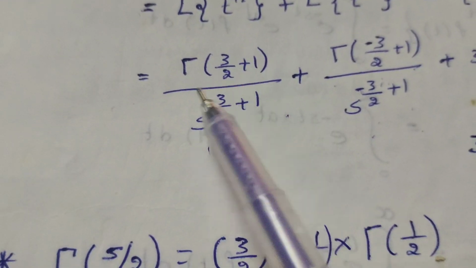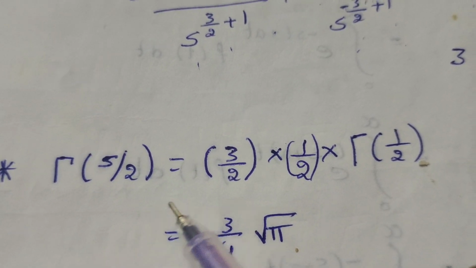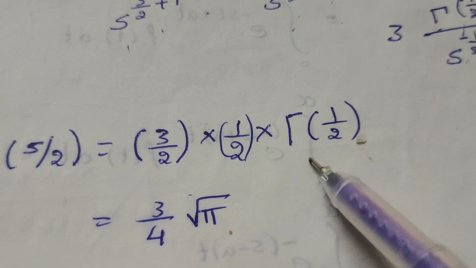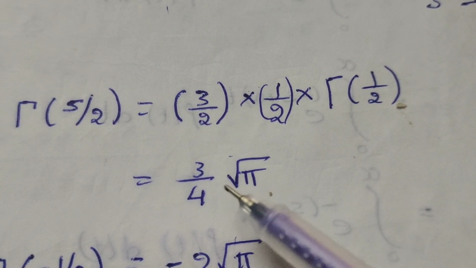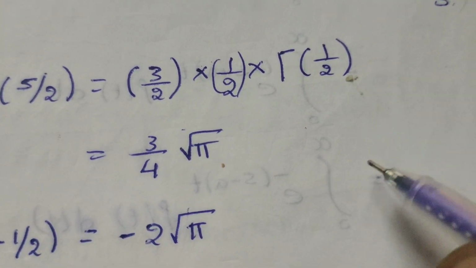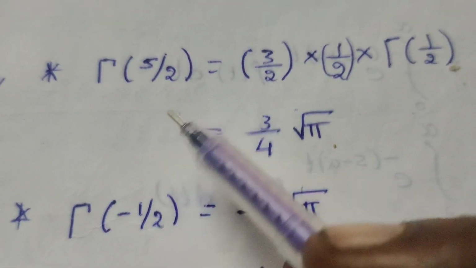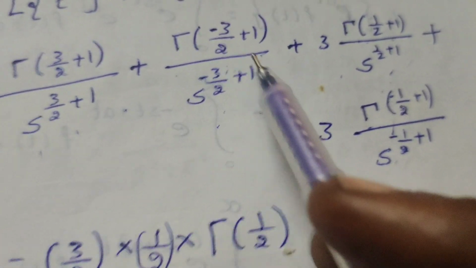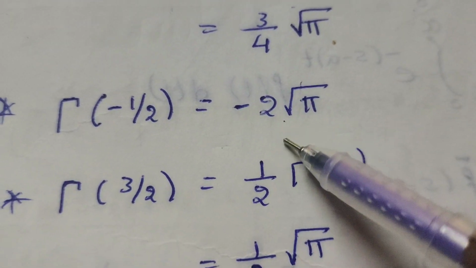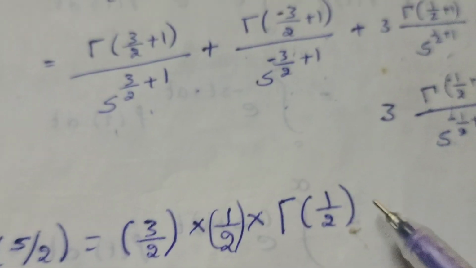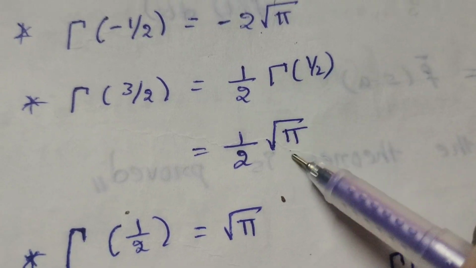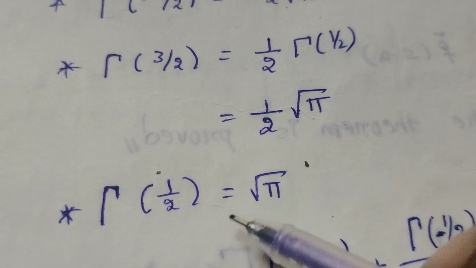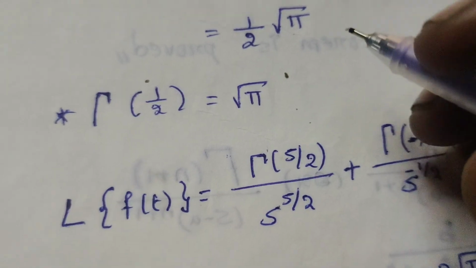This is gamma of 5/2. Now simplify gamma of 5/2: 3/2 times 1/2 times gamma of 1/2, which is 3/4 root pi. Gamma of 1/2 means root pi. Next, gamma of -1/2 means -2 root pi. Next, gamma of 3/2 is 1/2 gamma of 1/2, that is 1/2 root pi. Therefore gamma of 1/2 equals root pi.